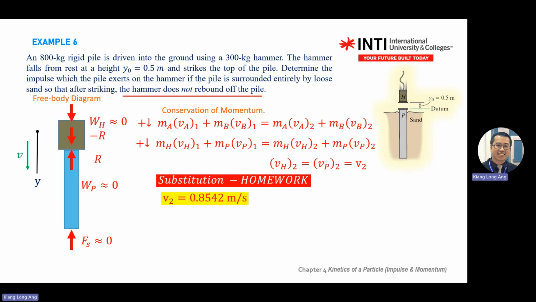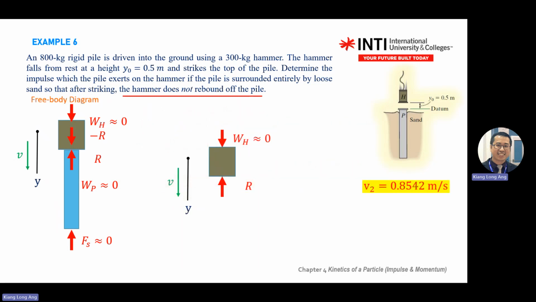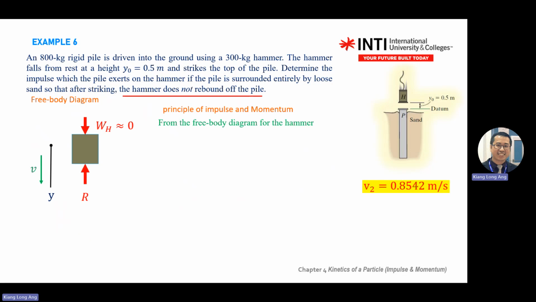Because this side is 0, but you have a value here and here, you move this one to another side. Then you can take the ratio of the mass, then you get this one. Then you use the principle of impulse and momentum. You look at individual bodies. For the hammer, for example, you draw the free body diagram for the hammer, plus the principle of impulse and momentum.